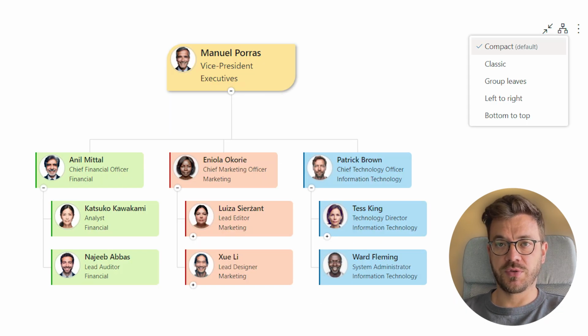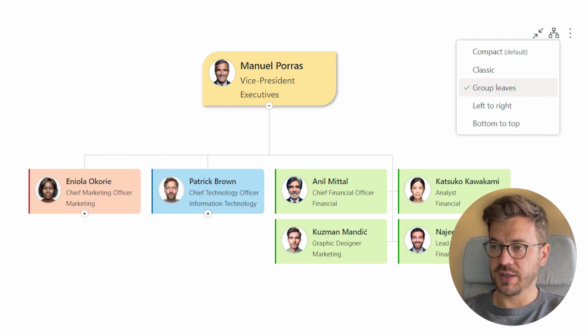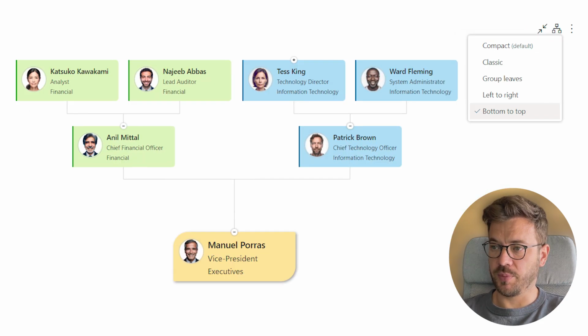Plumsail Org Chart has a few different layouts you can choose from, as you can see on the screen. Those are top to bottom compact, top to bottom classic, top to bottom with grouping of leaves, left to right, and bottom to top. In all of these layouts, vacancies might be shown differently, and I will show at the end of this video how everything looks.